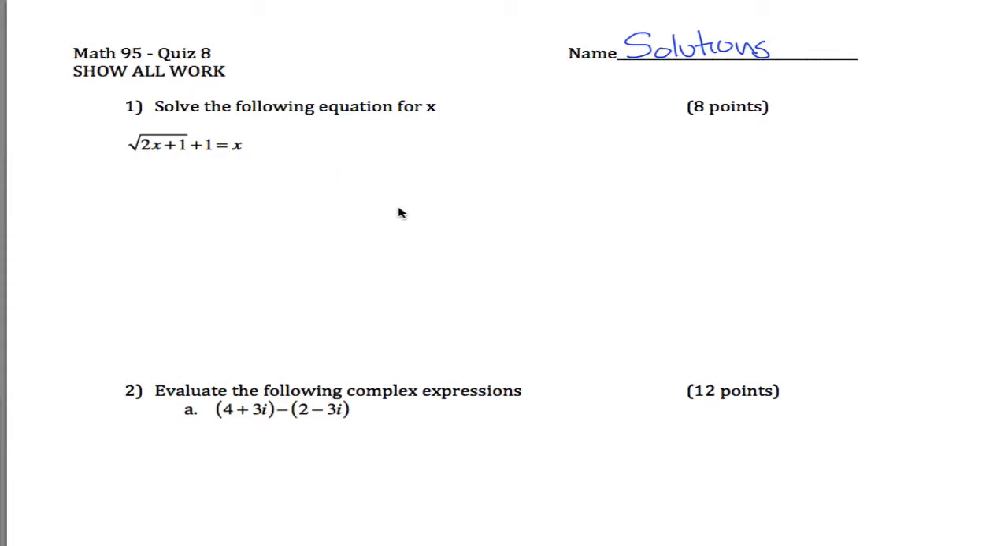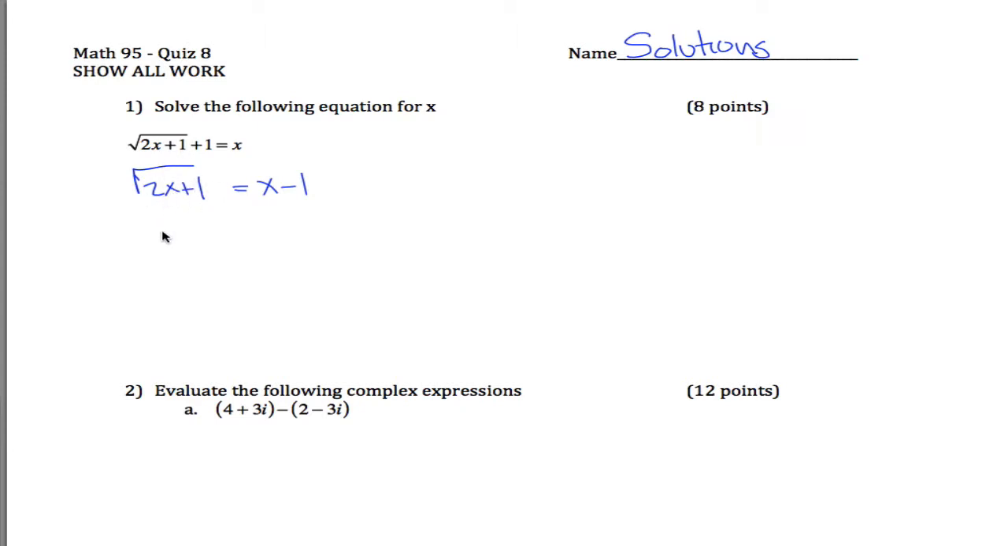Solutions for quiz 8 for Math 95. In this, we're given a radical equation and asked to solve for x. The basic idea here is it's hard because we have this square root, but we can get rid of this square root if we isolate it. We can isolate it by subtracting 1 from both sides of the equation. Now it's all by itself.